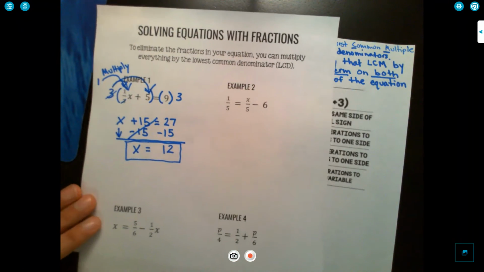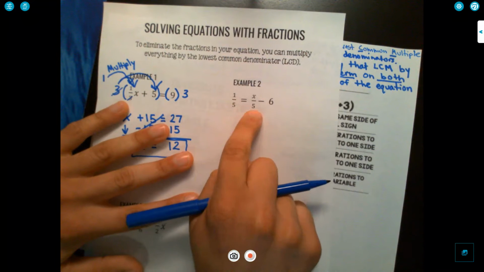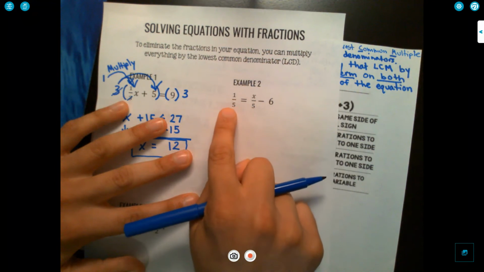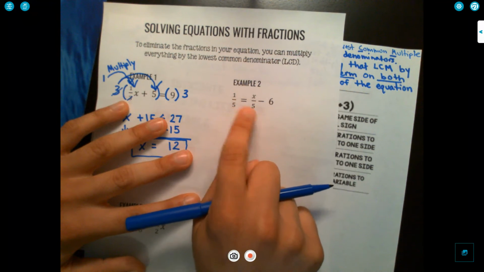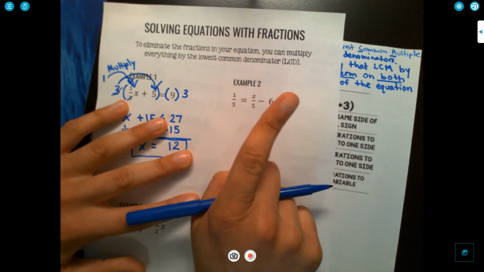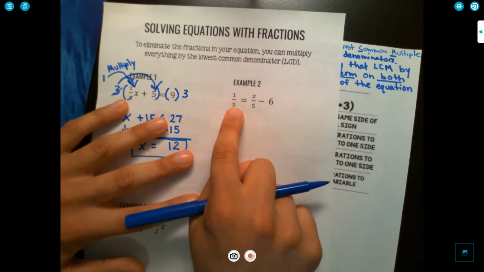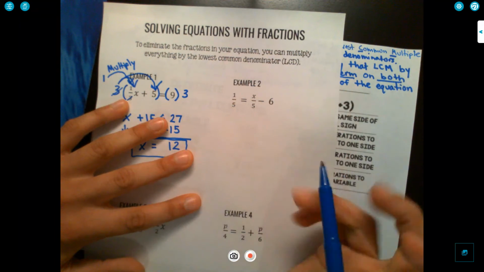So let's take a look at example number 2. We have two denominators this time. They're both the same. So essentially what we're going to do is multiply both sides by the lowest common denominator. The lowest common denominator in this case is, well, 5, since they're both 5s.